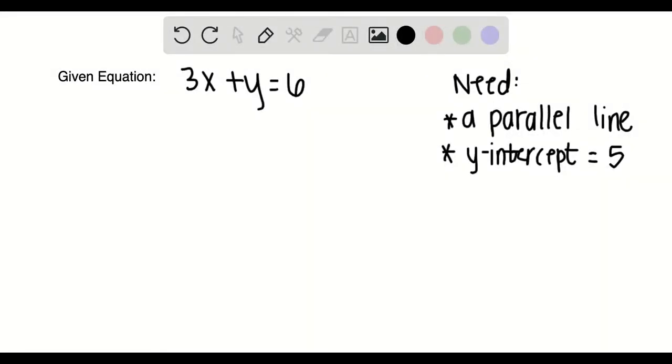In this problem, I'm given the equation 3x plus y is equal to 6. Our goal is to write an additional equation that is parallel to this same line, or this same equation, and has a y-intercept of 5. What would be helpful first is if we wrote the given equation in slope-intercept form.